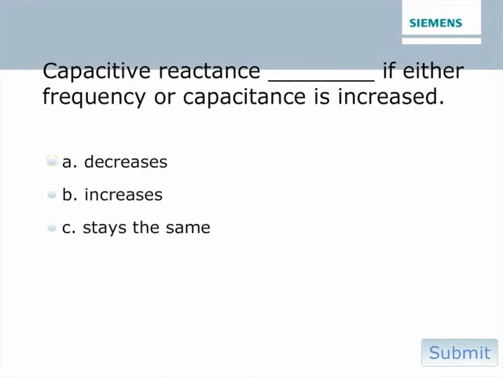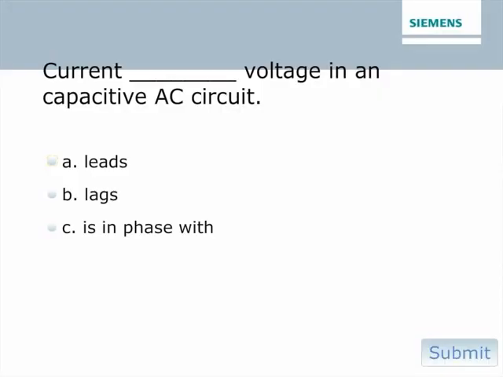Question 3. Capacitive reactance blank if either frequency or capacitance is increased. Is it A, decreases, B, increases, or C, stays the same? Question 4. Current blank voltage in a capacitive AC circuit. Is it A, leads, B, lags, or C, is in phase with?